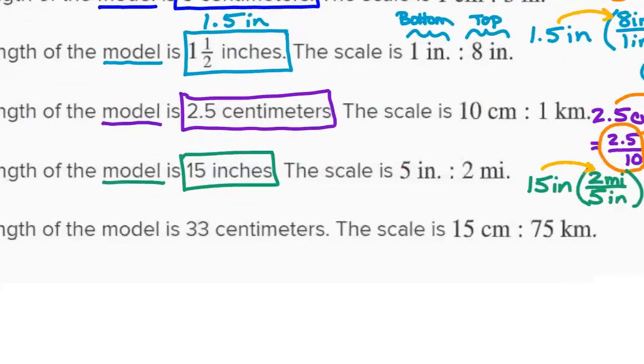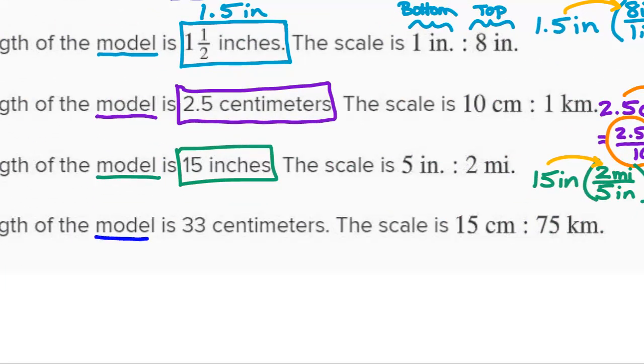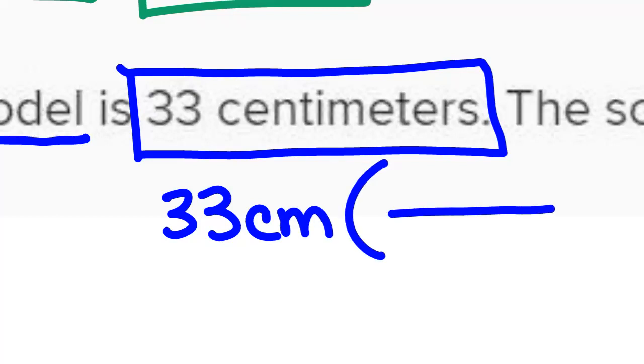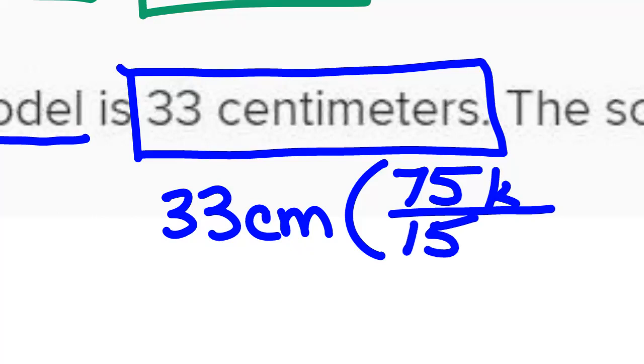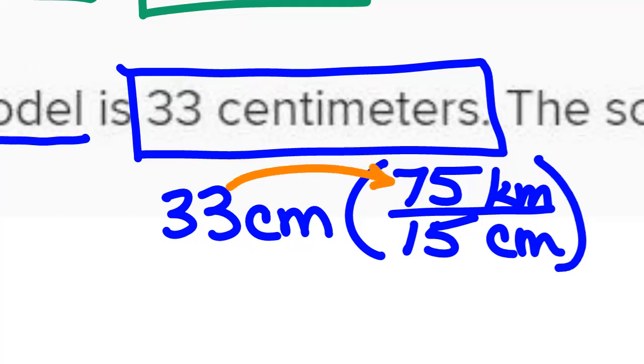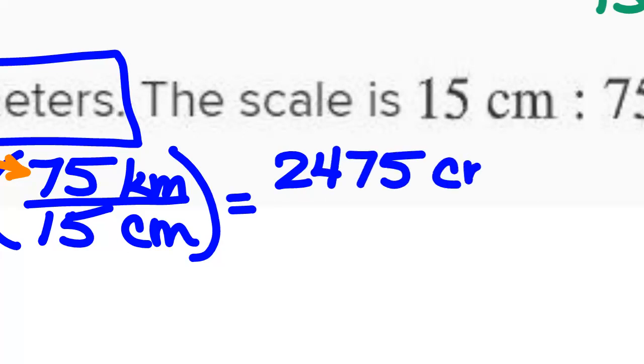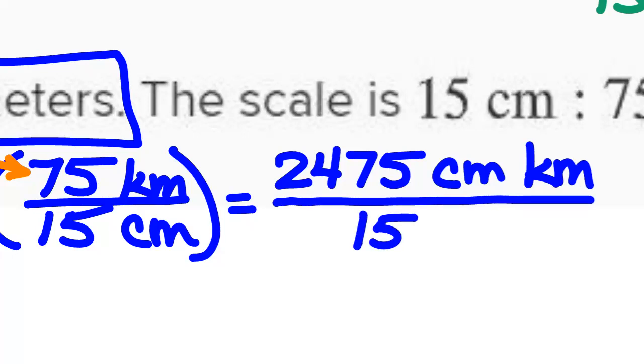And then the very last one. We have the model is 33 centimeters. So I have 33 cm times what fraction? 75 over 15. 75 is kilometers. 15 is centimeters. I take the 33 and I multiply it to the 75, and that gives me what? 2,475 centimeters and kilometers up there over 15 centimeters.